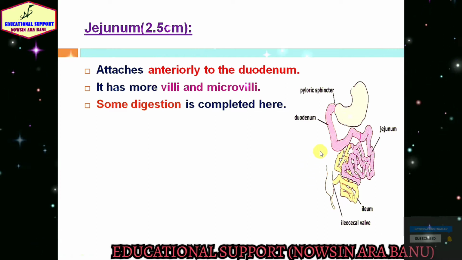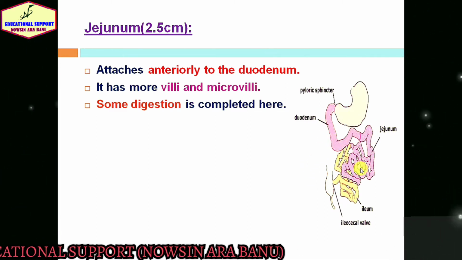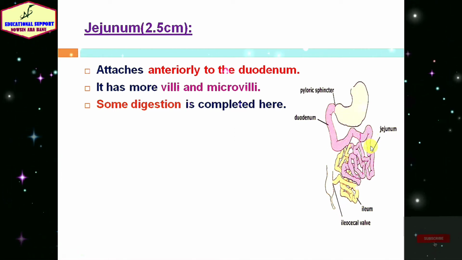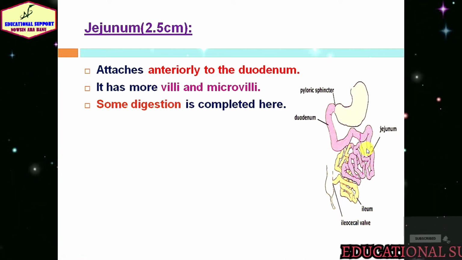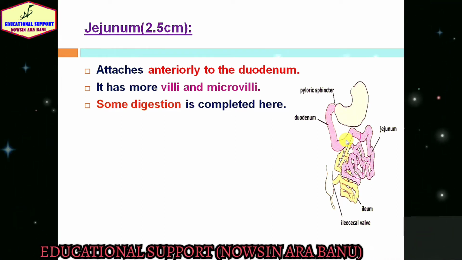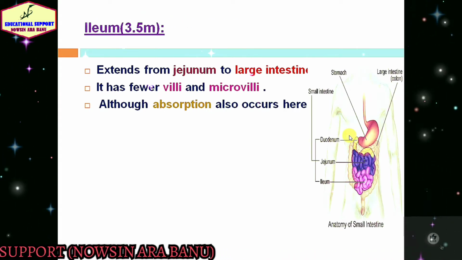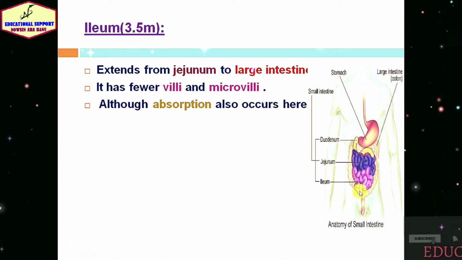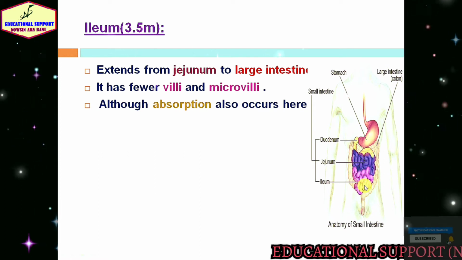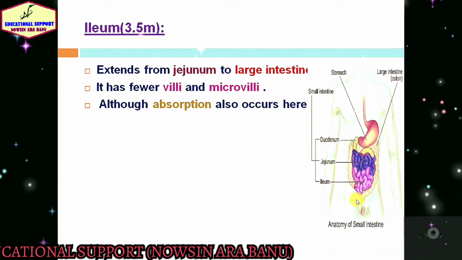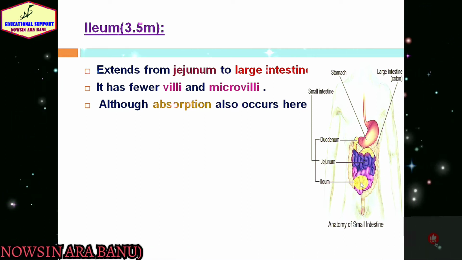The jejunum. The jejunum is where the majority of absorption takes place and it is attached anteriorly to the duodenum. The last part of the small intestine is the ileum. It is responsible for pushing the waste materials into the large intestine.